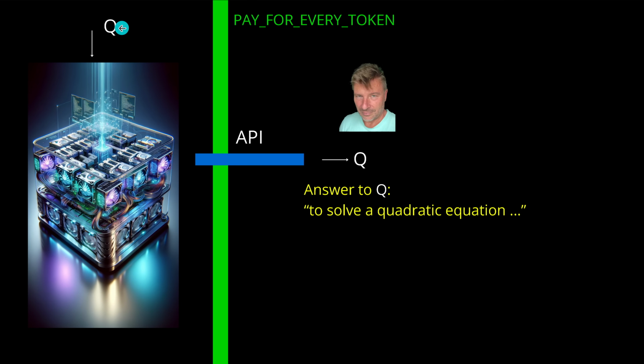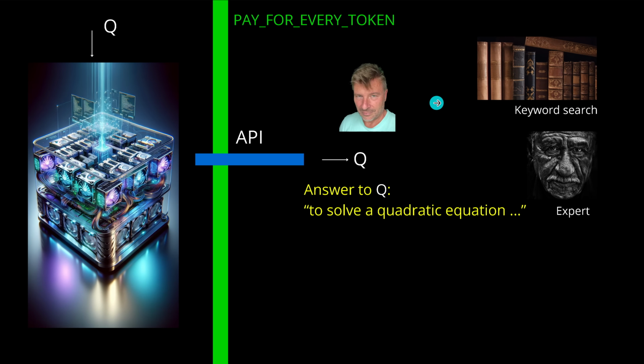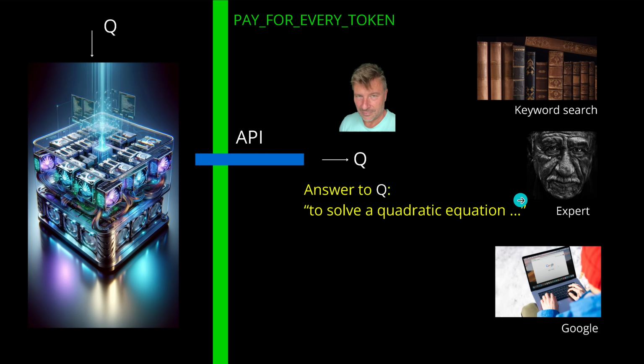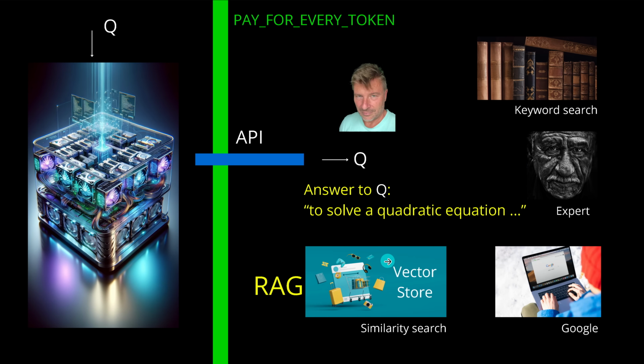So a user has a question to an LLM, and the LLM decides it has not the internal knowledge. So it sends out a call and asks for help. And I'm here to help. And I have to find the answer to the question how to solve a quadratic equation. Now you know, I can do here a keyword search in the documents. I can call my grandpa, who is an expert on this. I can Google it. Or I can connect to a vector store and have here a similarity search operation and not a keyword search operation.